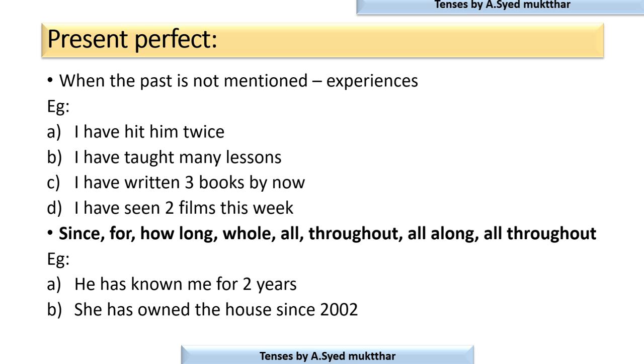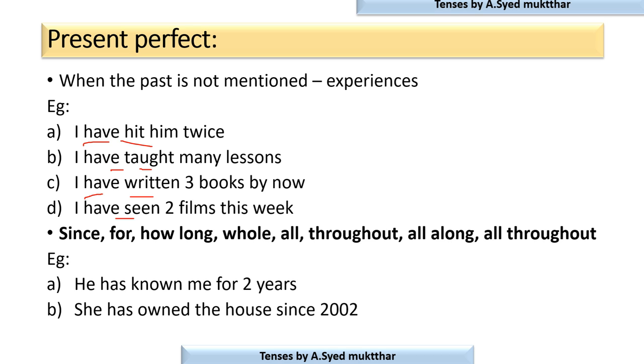Present perfect can also be used if the past is not mentioned properly, like experiences. I have hit him twice. Have hit. I have taught many lessons. Have taught. I have written 3 books by now. Have written. I have seen 2 films this week. In these 4 sentences, the present perfect has been used. They mention only the experiences. They have not mentioned the past directly. So in these cases, we can use present perfect.